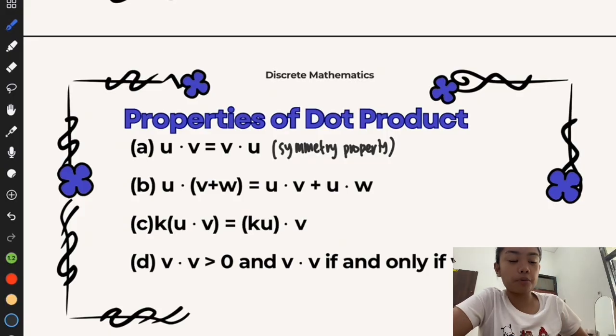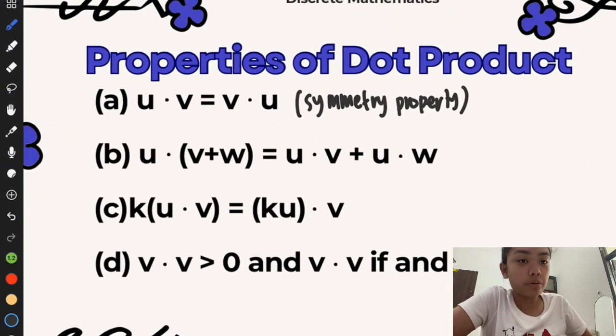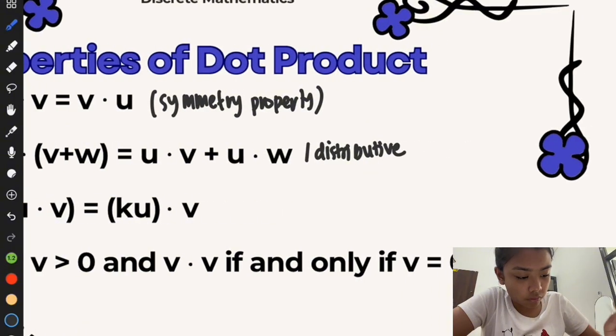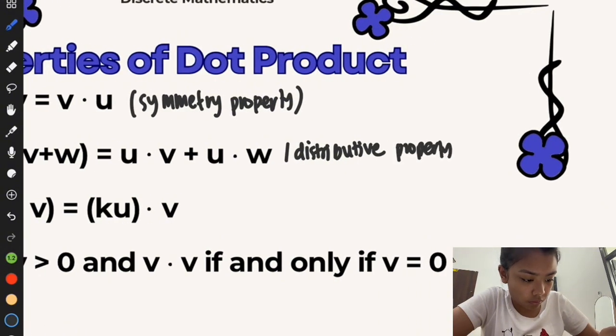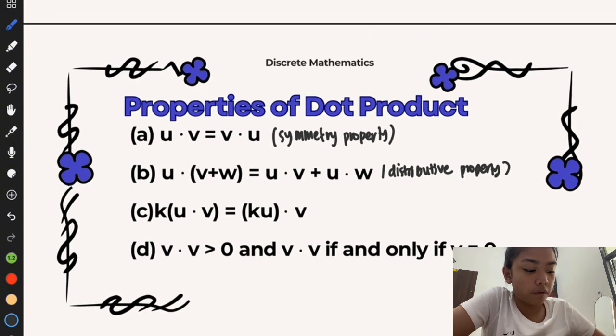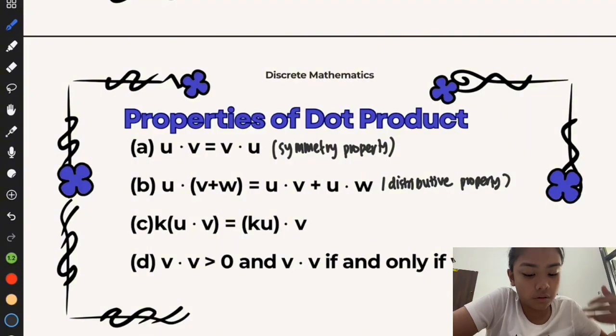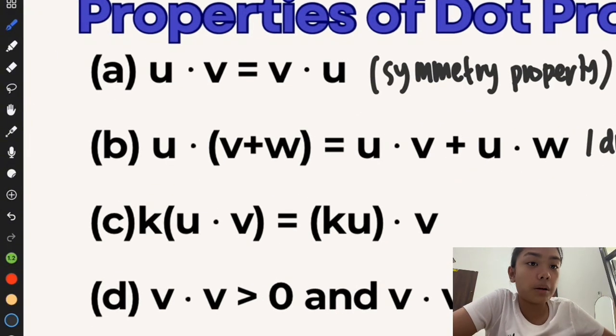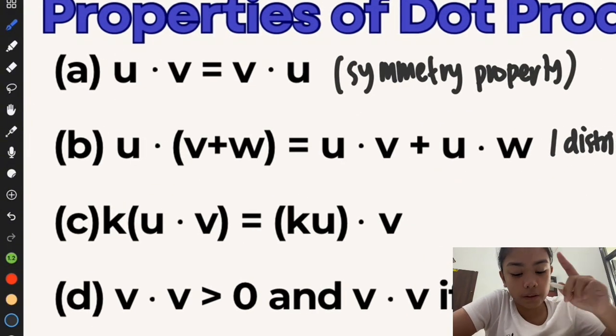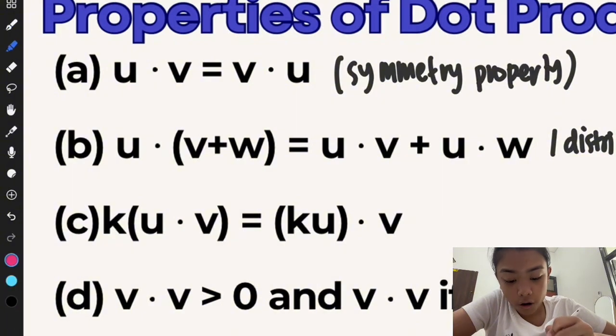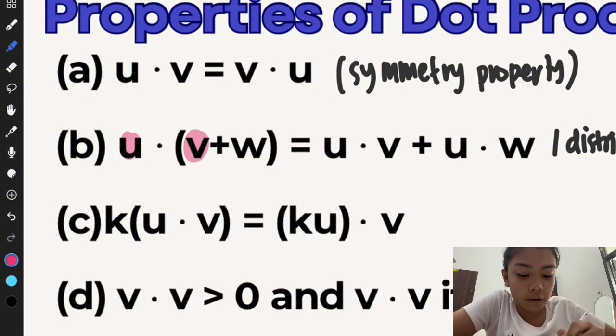Now let's move on to the second property, which is the distributive property. Let's write that down. What does distributive mean? Distributive means that it's distributing, right? So we have U dot (V plus W), and it's equal to the dot product of U and V, added to the dot product of U and W.